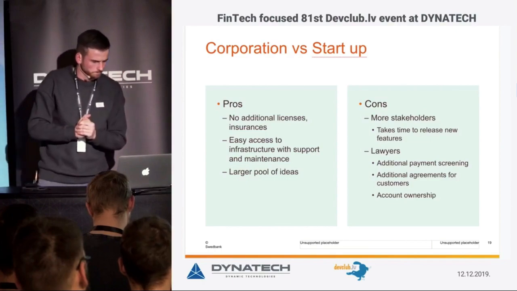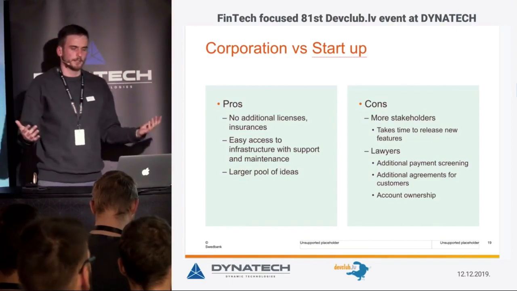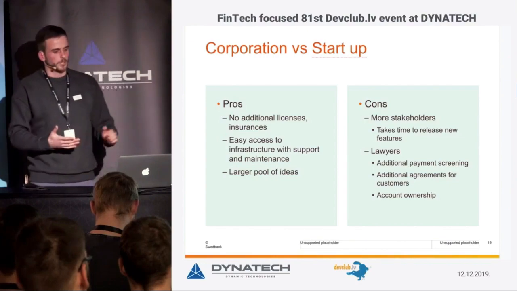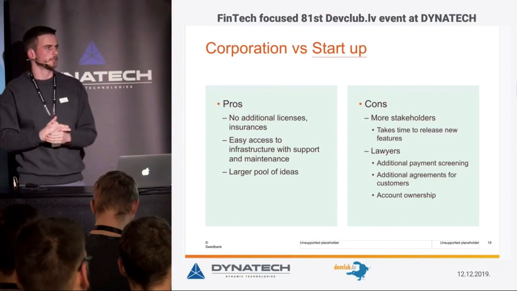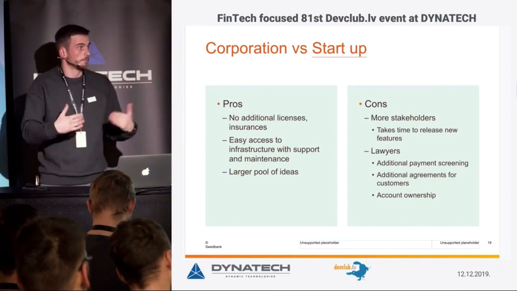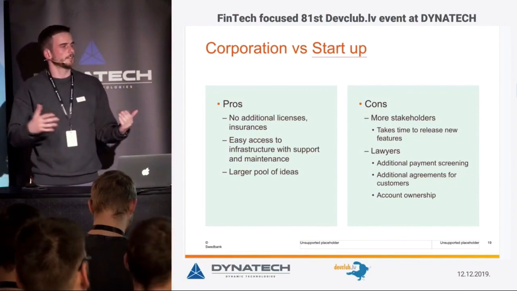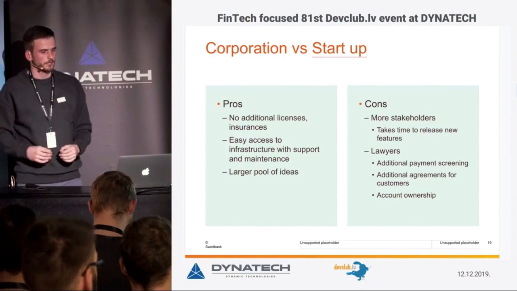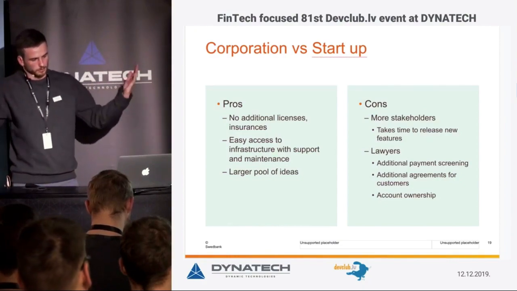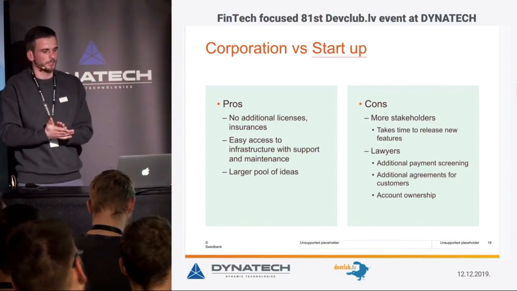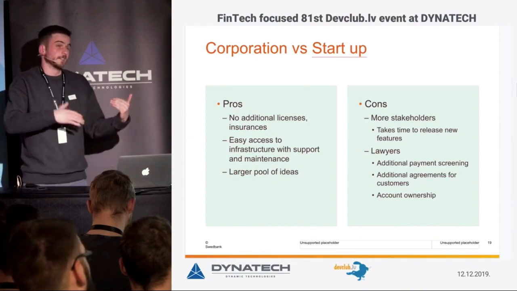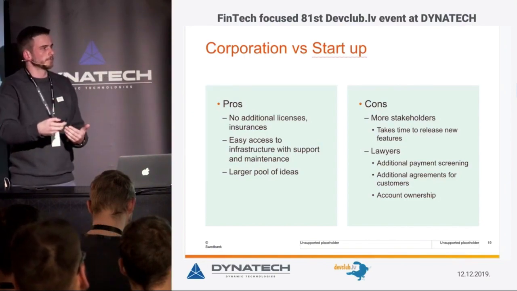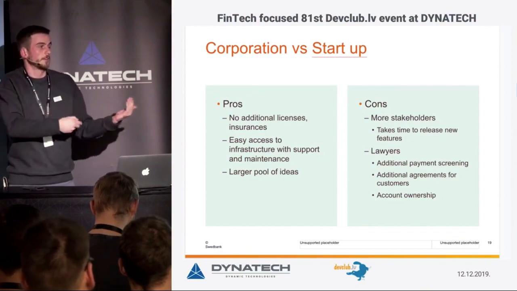And there are issues with lawyers, because we as a bank have to comply with certain rules, and we try to do that as best as we can. So we have additional payment screening. Once we introduce it, there might possibly be additional payment screening. At least that's what is requested. It's not defined in the directive yet, but we might need to do it. We have an additional agreement with the customer just to use the service. And account ownership, that's another topic I already told about, but this is something that we need to consider, while fintechs might not need to consider it, because it could be that the data they are getting is not their users' data in a way, depending on the situation.